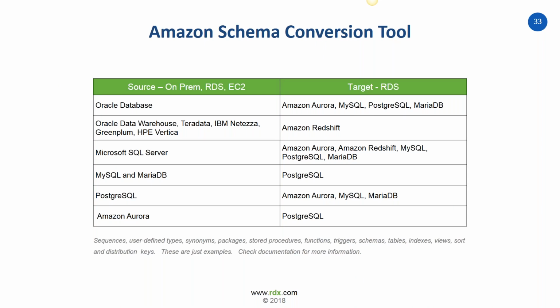The source databases are the traditional relational vendors: Oracle, SQL Server, Teradata, MySQL, PostgreSQL, and the targets, of course, are the DBMS products on Amazon RDS. The products in the left column can be converted to the products in the right column. Amazon also allows you to use SCT to convert your schema from Aurora to PostgreSQL RDS.